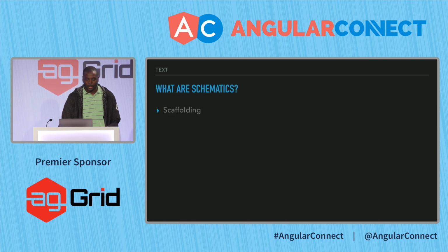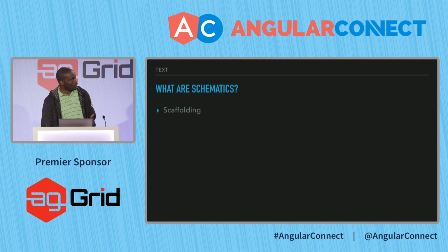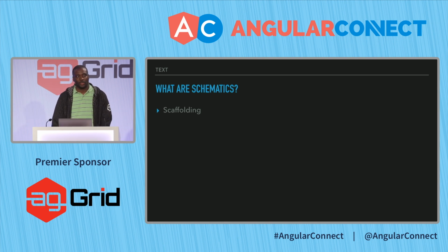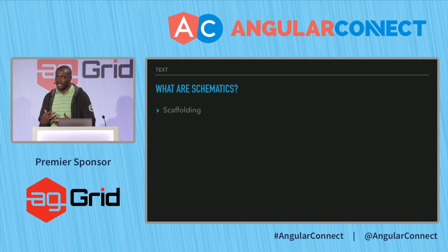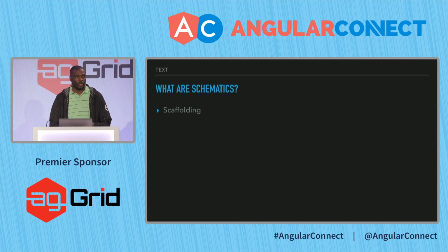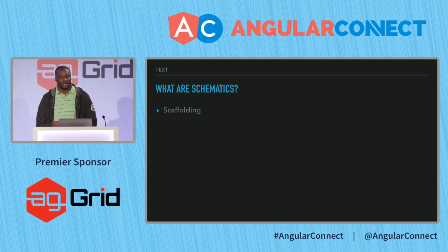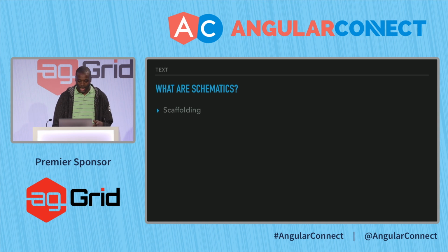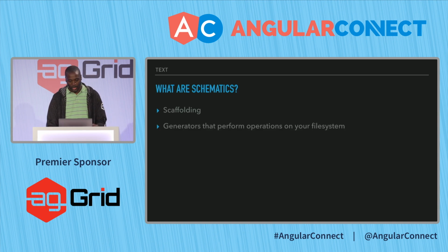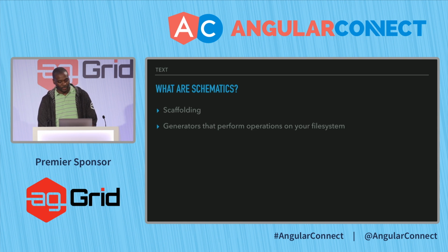So what are schematics? Schematics are used for scaffolding. They are generators that perform operations on your file system. Like I said, a big usage of schematics is for scaffolding. When you set up a new project, or there are things that you consistently do over and over when you're working with your applications, you want to automate those things, whether that be generating additional configuration or updating existing files. Maybe you have processes within your organization; schematics help you along that path. Do those things not repetitively. You can automate those.